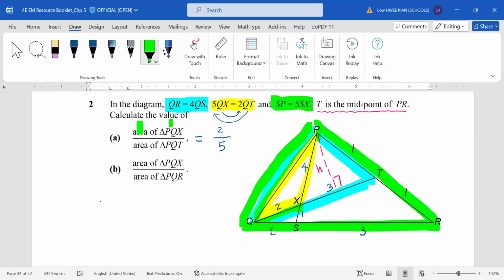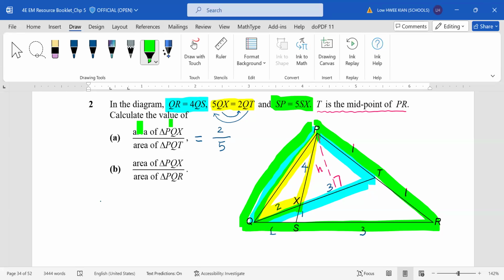Between the triangle in yellow and the triangle in green, PQR, you will notice that there is no direct link between these two triangles. So how can we find the ratio between these two? One way to solve this is by looking for a third party. I call it a third party. So I need to look out for a relationship.